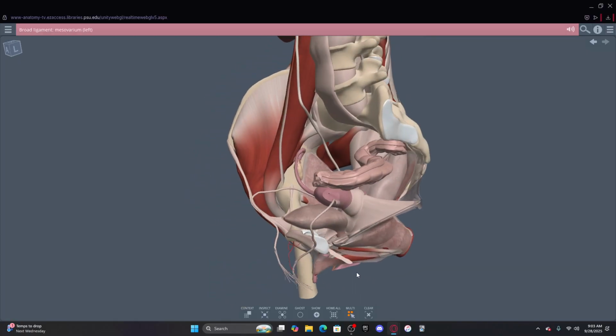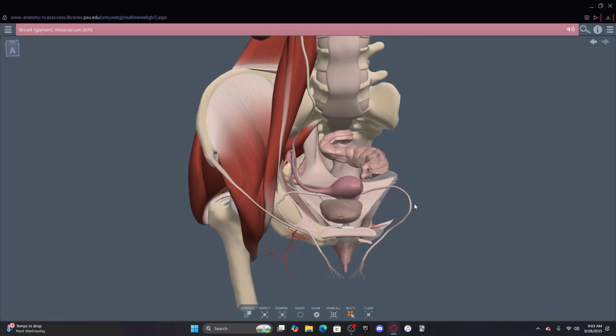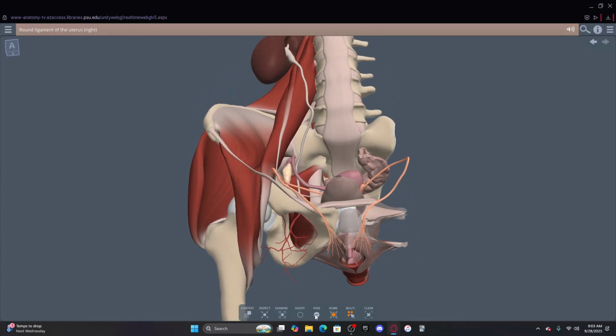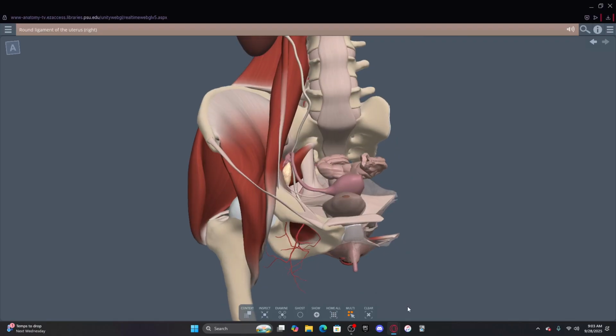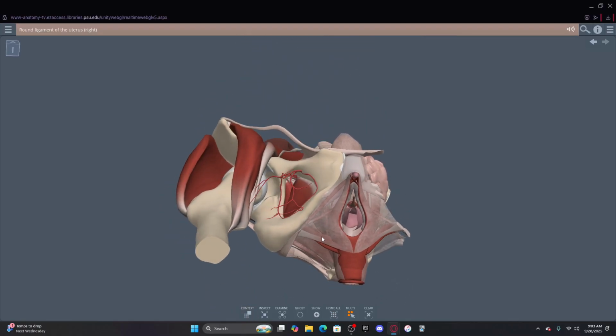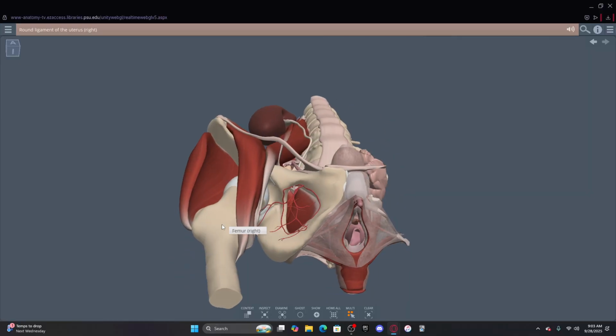And then from there, we also have the round ligament. So that would be these structures right here, the round ligament, which supports. So if I hide those, we can remove those, we no longer see those, and then we can start talking about the uterus.